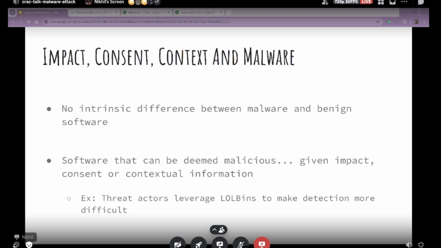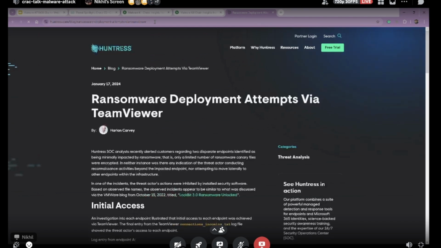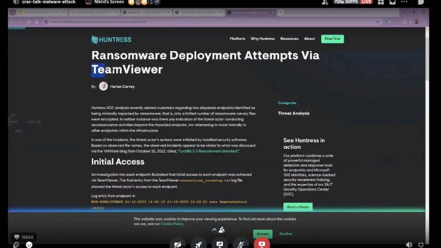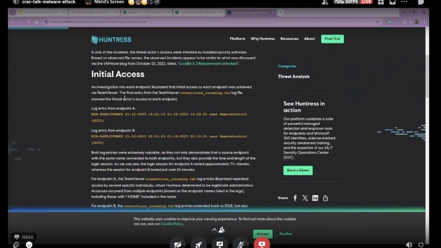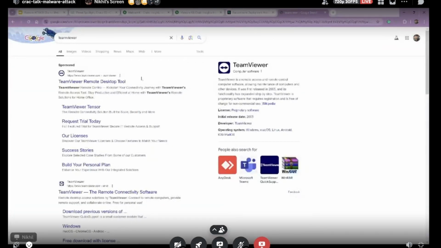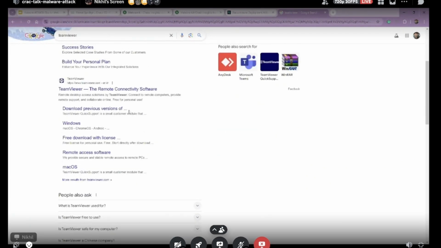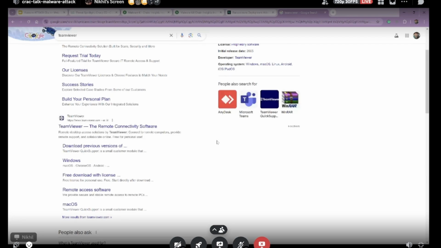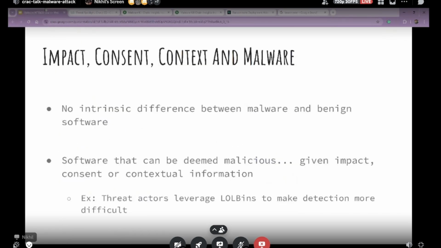So threat actors like to use benign software to perform malicious actions. For example, if you look at this particular blog from Huntress, these guys used the TeamViewer software to access their targets' endpoints or systems. And TeamViewer is a legitimate product. People use this for benign use cases and apparently also for malicious use cases. So this is a benign software, but it can be used for malicious action. You cannot just look at TeamViewer and say it is malware. So it depends on your consent and context.